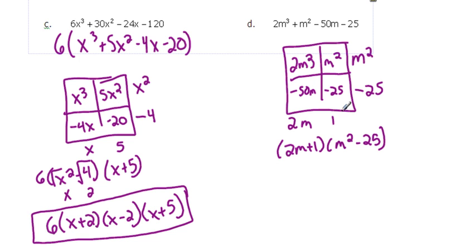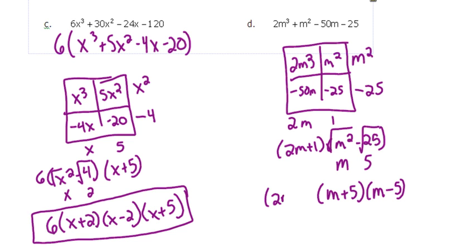So I don't just circle and say I'm done, because I see that I have a square still in the parentheses. There's 2 terms and a minus sign, so I check for perfect squares. This is m, this is 5. So I have m plus 5, m minus 5. This 2m plus 1, I bring it out in front.